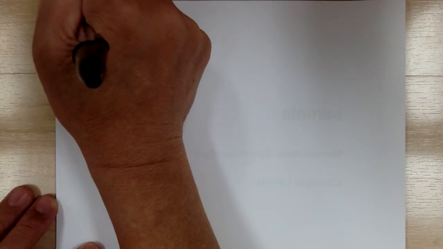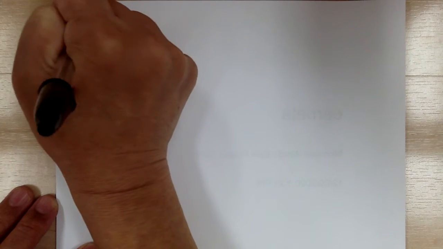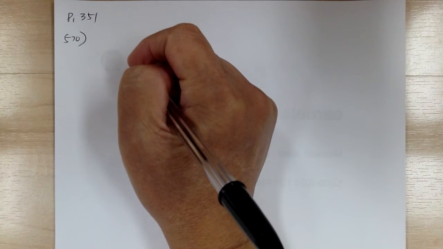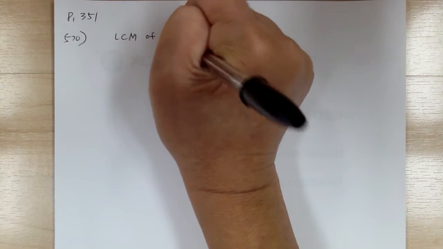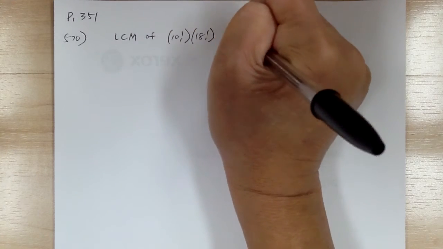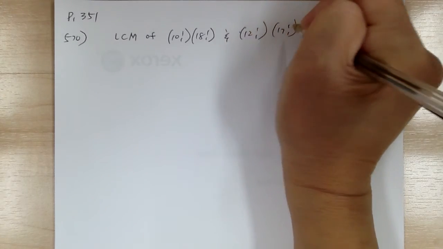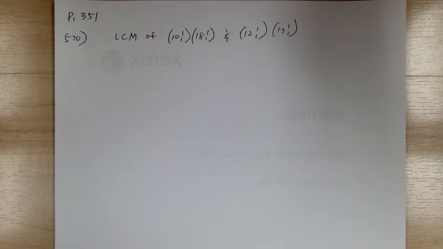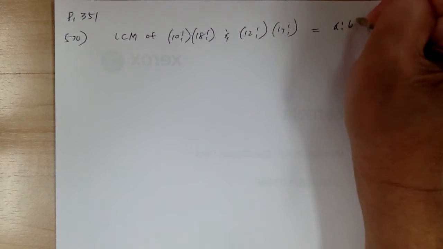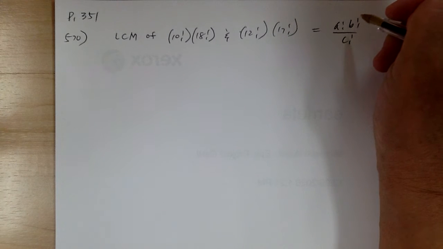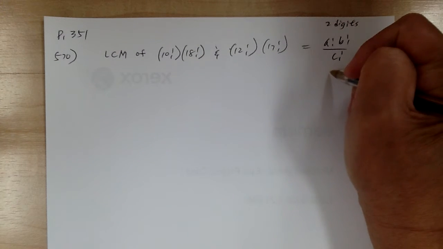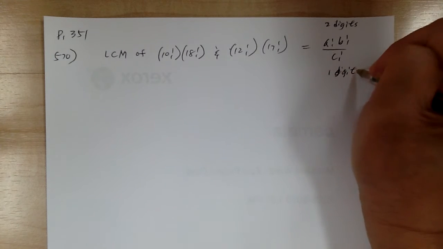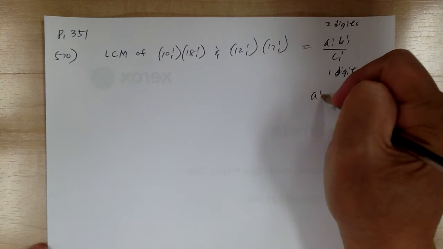Let's go to page 351 and do number 570. The LCM of 10 factorial, 18 factorial, 12 factorial, and 7 factorial is expressed in the form A factorial times B factorial over C factorial, where A and B are 2 digits and C is 1 digit. You're looking for A plus B plus C equal to 1.